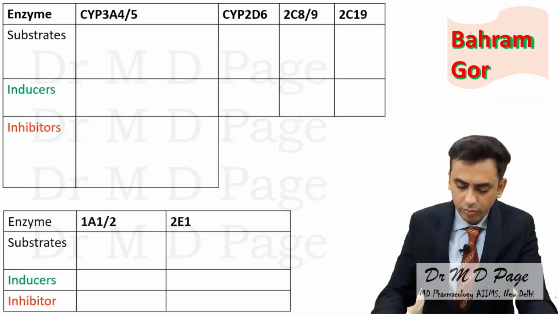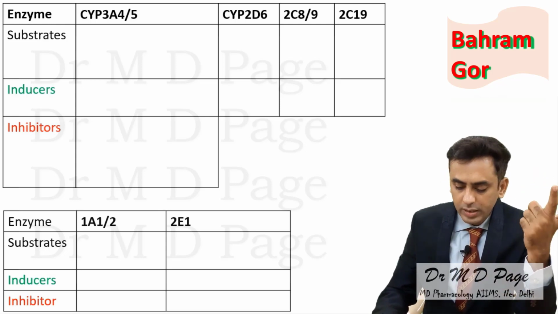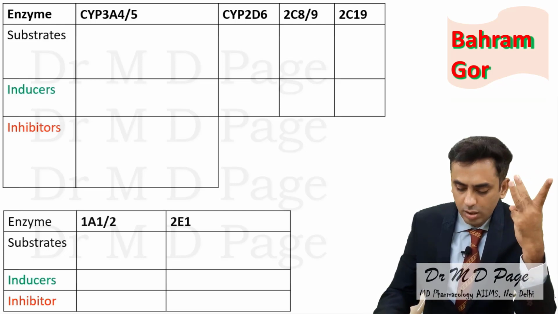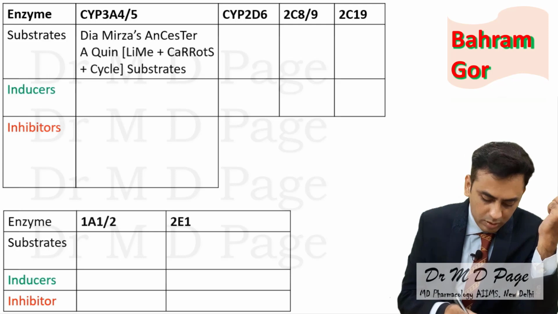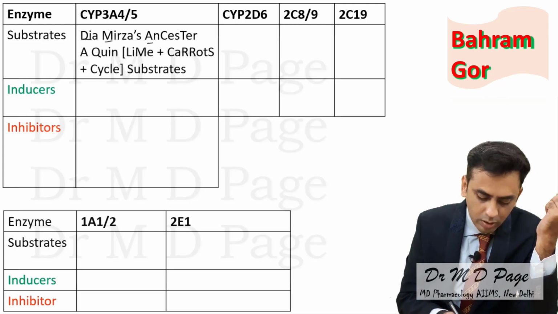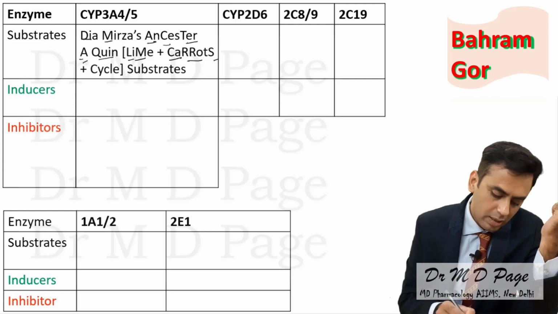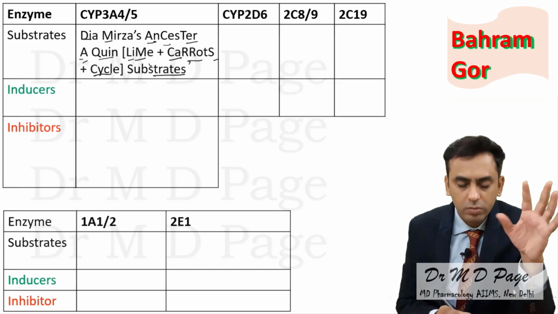So the summary of whatever we have discussed: CYP3A4, 5 substrates. What was the mnemonic? Dia Mirza's ancestor, a queen, was there. She used 3 things: lime, carrot and cycling as substrates. So the substrates of CYP3A4 are diazepam, mifepristone, astemizole, cisapride, terfenadine, antiarrhythmics like amiodarone, quinidine, lignocaine, mexiletine, calcium channel blockers, ritonavir, saquinavir, indinavir, other protease inhibitors, cyclosporin, tacrolimus, statins. So these are the substrates of CYP3A4.